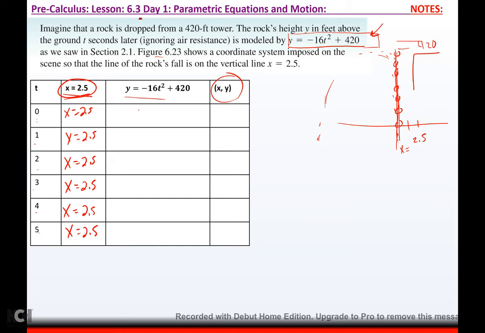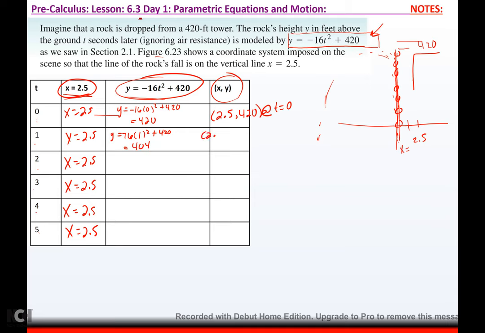The height of the rock is going to be given by this function of time. If I plug in 0, I get y equals negative 16 times 0 squared plus 420. That gives me 420, which gives me an ordered pair of 2.5 comma 420, and that's at time equals 0. If I do time equals 1, y equals negative 16 times 1 squared plus 420, I get 404.